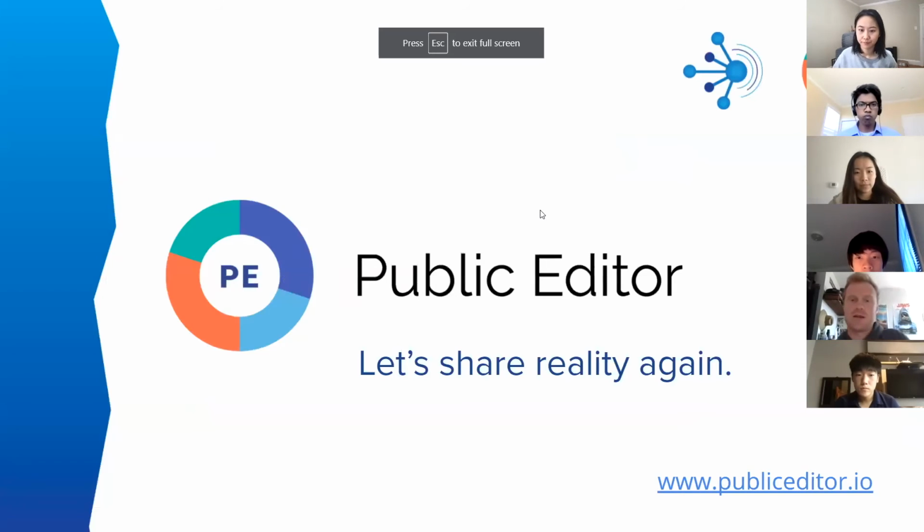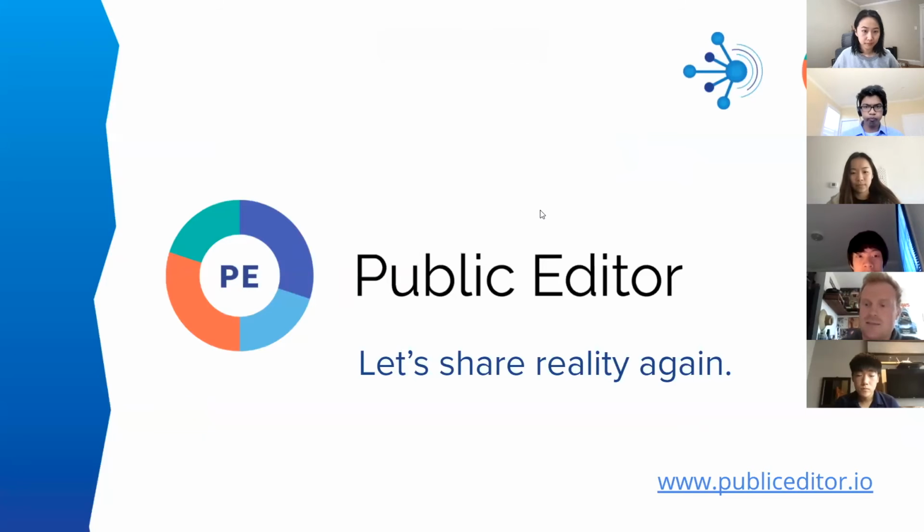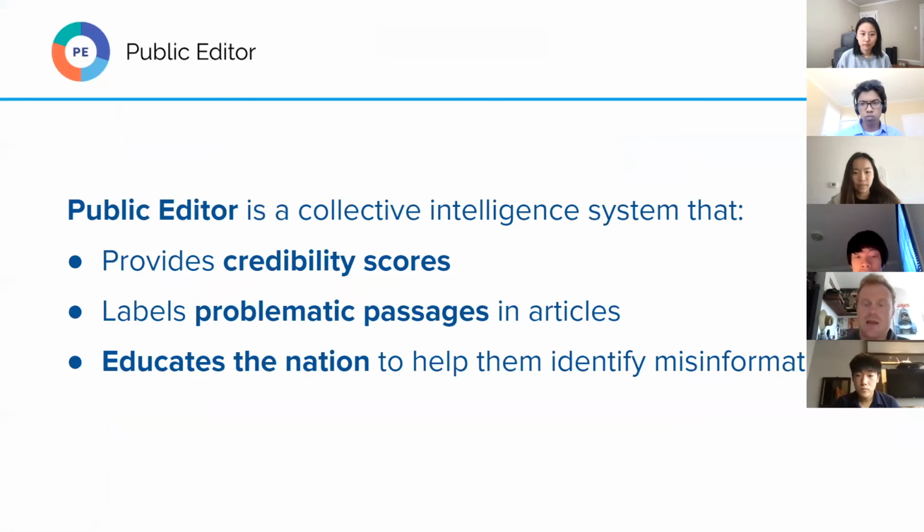All right. Hey, everyone. We're going to be talking about Public Editor. My name's Eric. I've been on the team for 3.5 years. Public Editor is a system that uses a community of volunteers and allows them to provide credibility scores for articles. It'll label the problems in the articles. And the process will educate people to train them to identify misinformation for articles that we haven't gotten to yet.